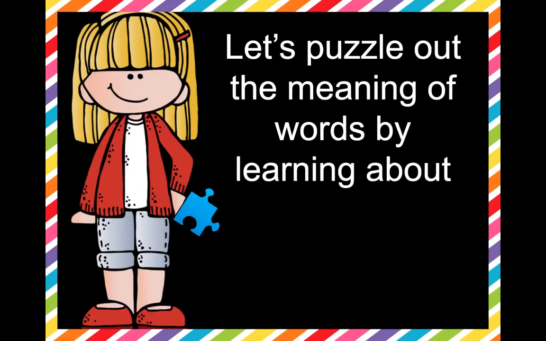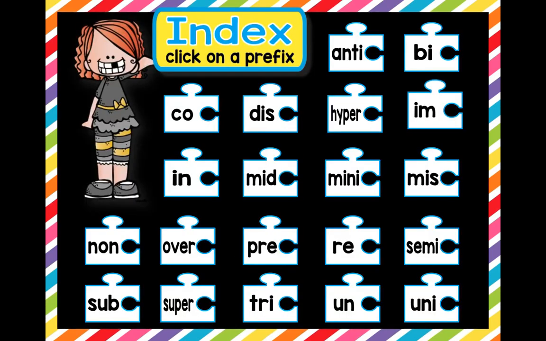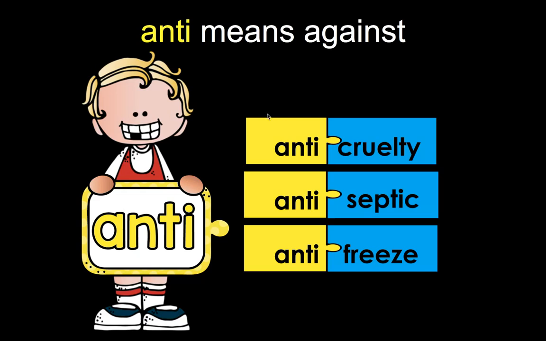So let's puzzle out the meaning of words by learning about prefixes. Are you guys ready? All right. We're going to click on a prefix. Anti means against. Anti-cruelty. That means they are not cruel because anti means against. So they are against being cruel.